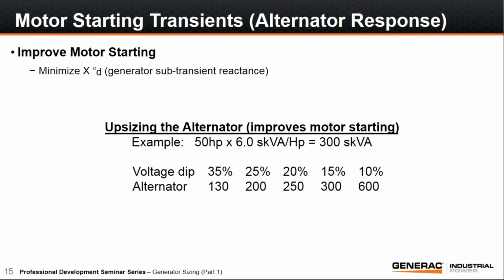And here's an example of that. Taking a 50 horsepower motor, 300 SKVA, and applying it to different size gensets, we can see that as we try to push that voltage dip lower and lower, the size of the alternator has to go up quite significantly. So one of the things we're looking at from an application standpoint is either using a big alternator to keep voltage dips in check with what the rest of the loads can handle, or maybe put something like a soft start or drive on your bigger motors.